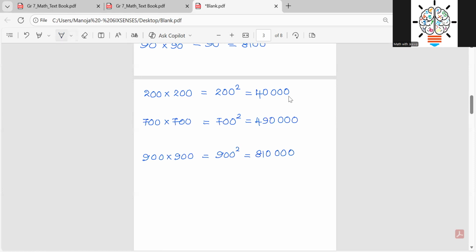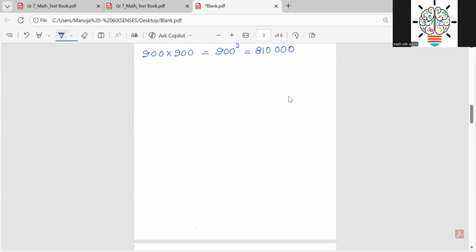Now I am moving to the decimal part. Let's say you have 0.1 times 0.1, so that is 0.1 squared. We want to find the value. Can you remember what this means? 0.1 means 1 over 10, and 0.1 means 1 over 10. Sorry, it's not 1 over 100. So 1 times 1 is 1.